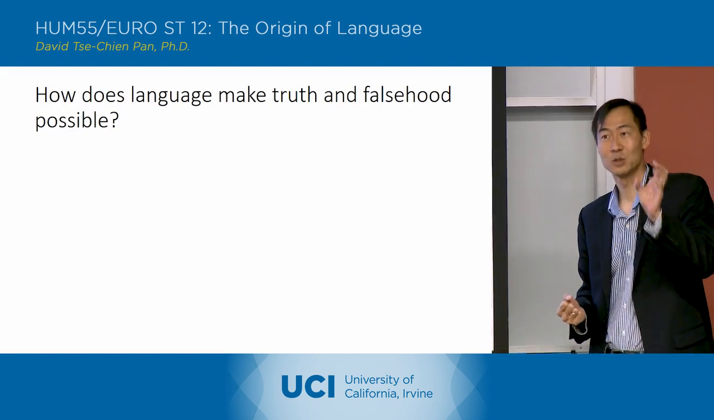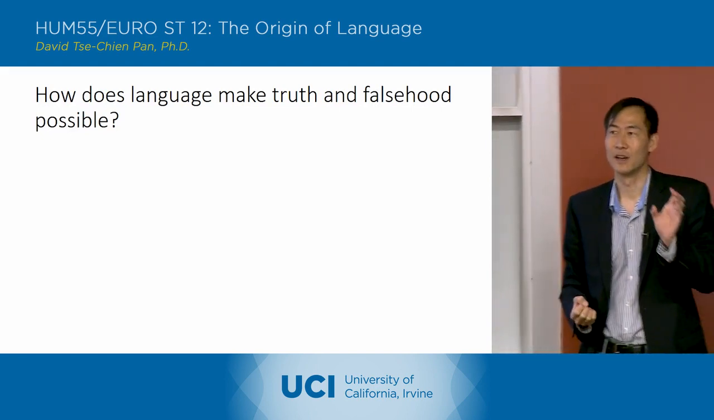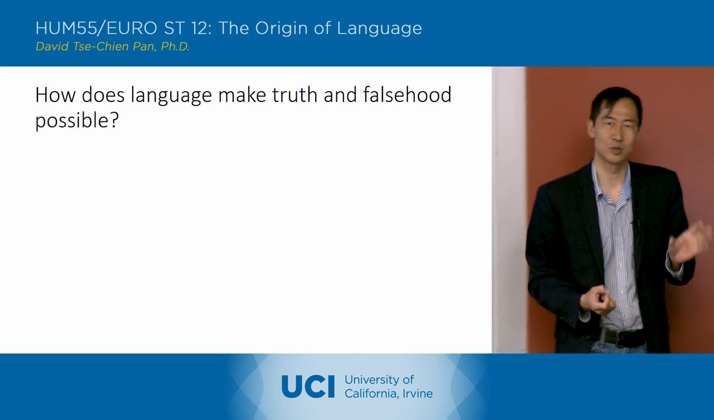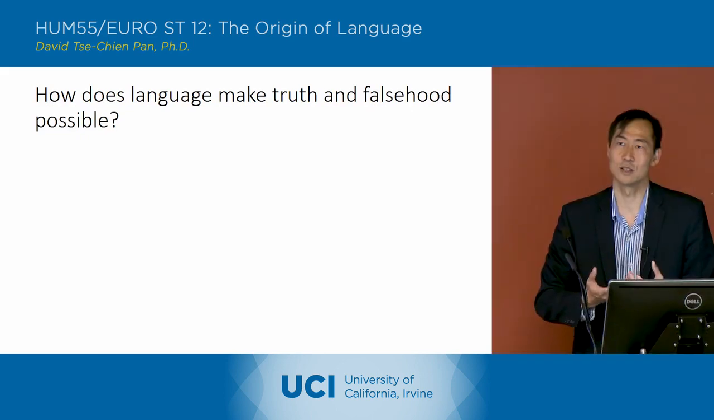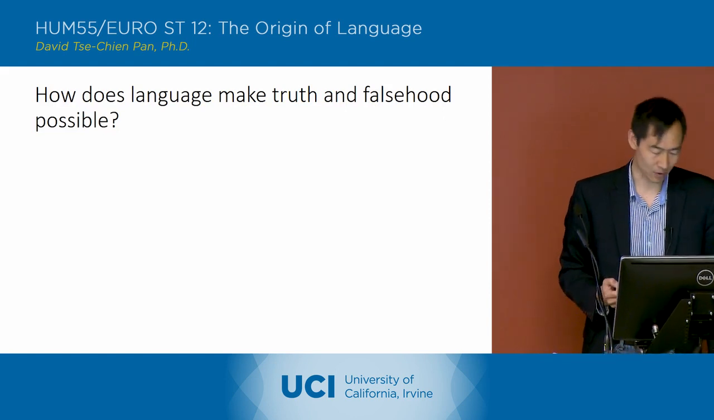It makes a connection between two words, right? That's how language makes truth or falsehood possible. It makes a connection between two words, and it's the connection that is either true or false, right?